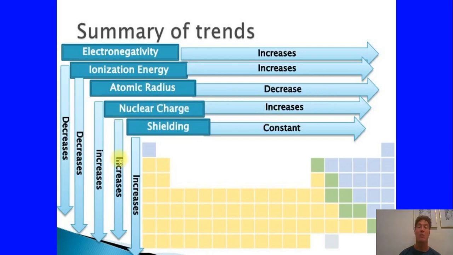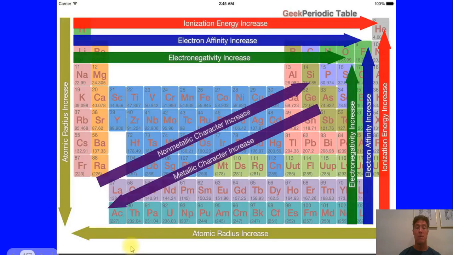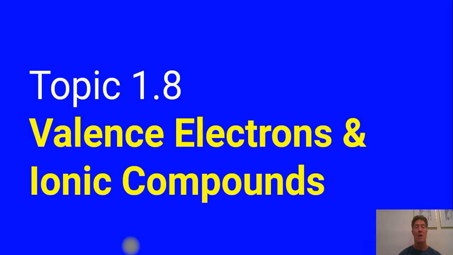Every time we add a proton, we increase nuclear charge. And finally, shielding is constant as we go across a period, but shielding increases as we go down a group. So here is everything together. And if you can remember these general trends, you can get a lot of answers right on the AP exam.